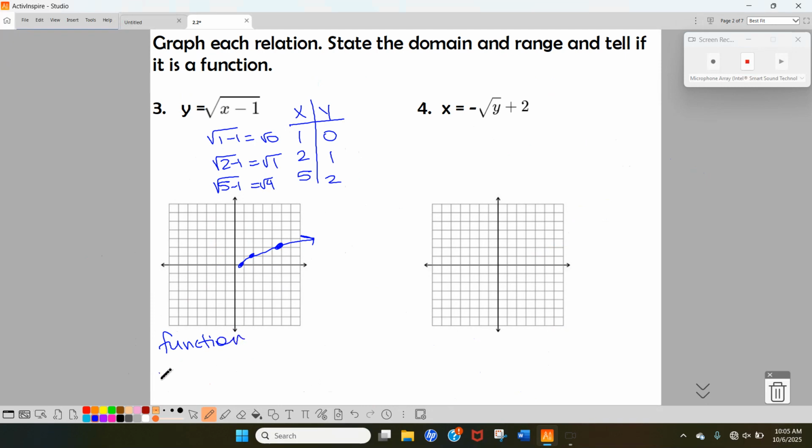It passes the vertical line test. The domain is, let's start at 1 on the x and go forever. The range is, we'll start at 0 on the y and go up.